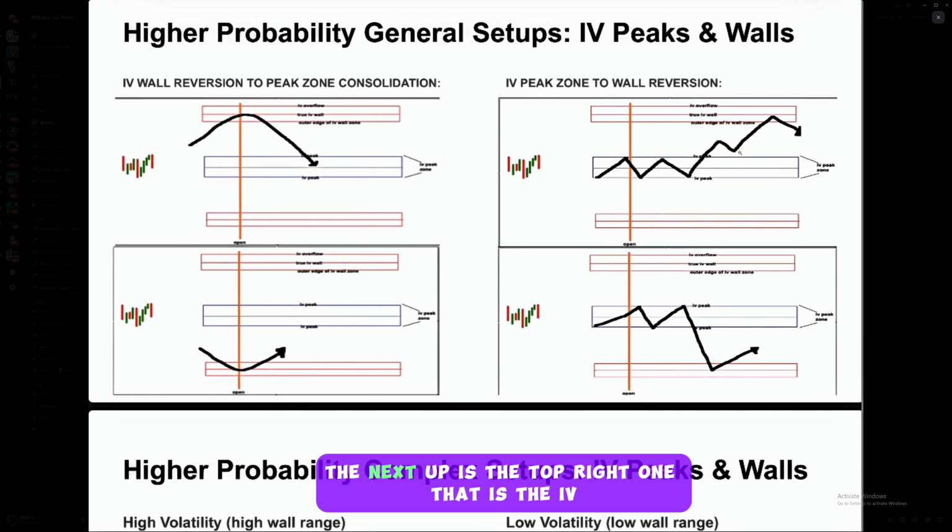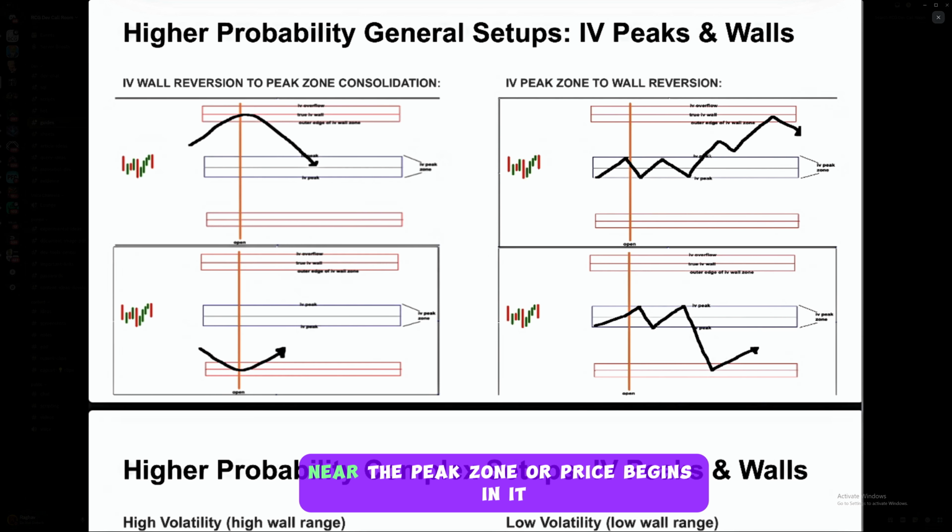Okay, the next up is the top right one, that is the IV peak zone to the IV wall reversion. Now, I personally find this really easy to execute because you get really good setups with this one. First of all, the price is in the IV peak zone, right?